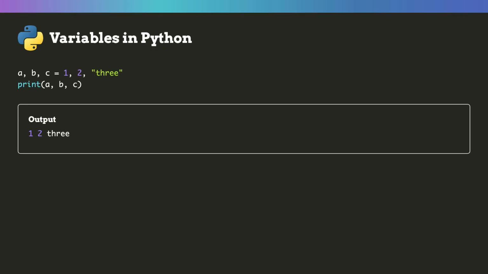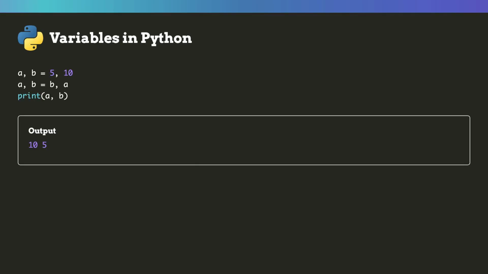In Python, we can assign values to multiple variables in one line. This helps make our code concise. a, b, and c are assigned the values 1, 2, and 3, respectively. Printing them gives these values in the specified order. Python also allows for swapping variable values, which is not common in other languages.